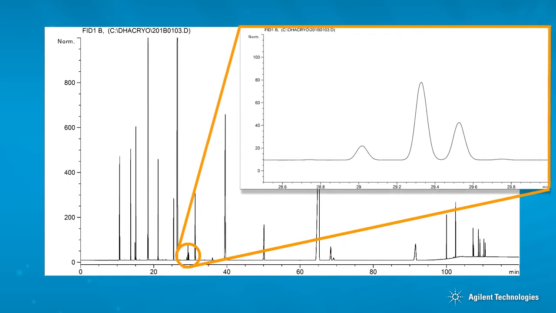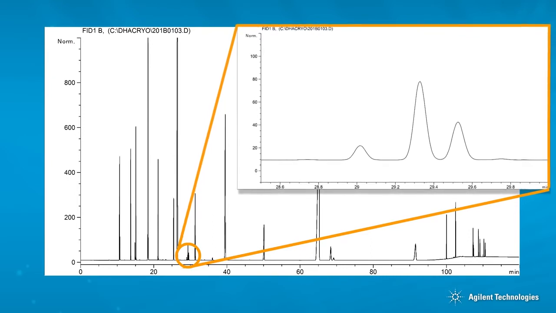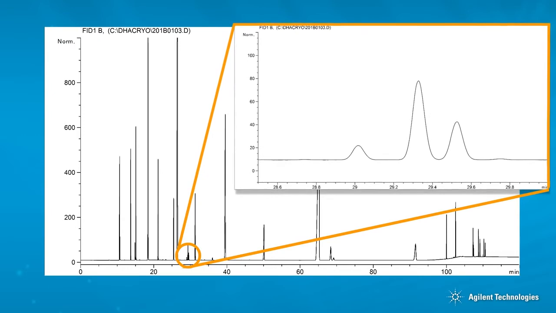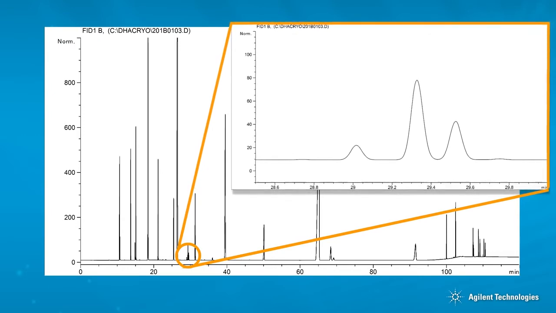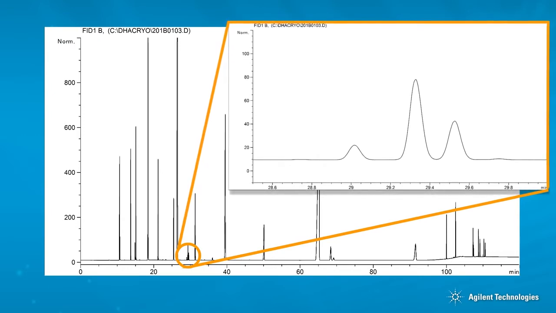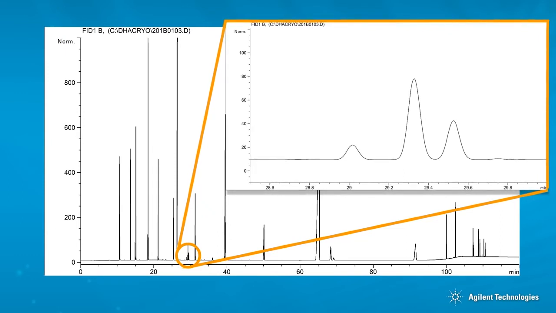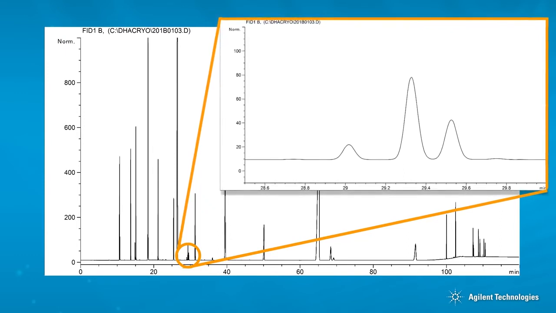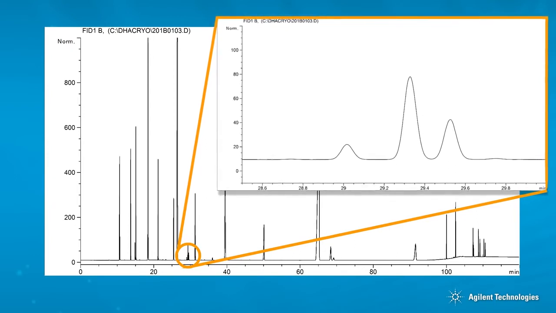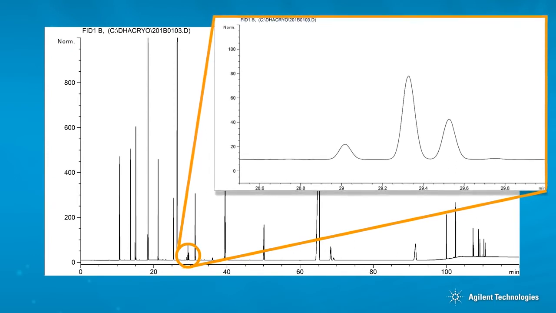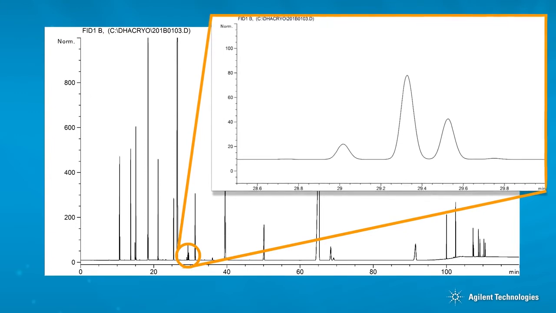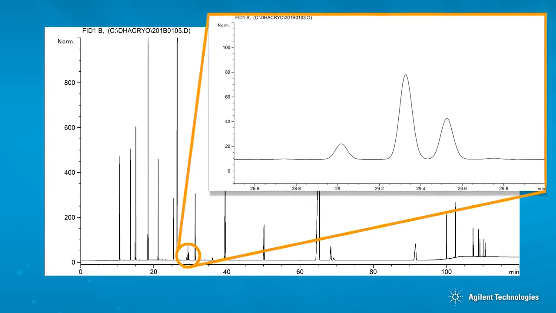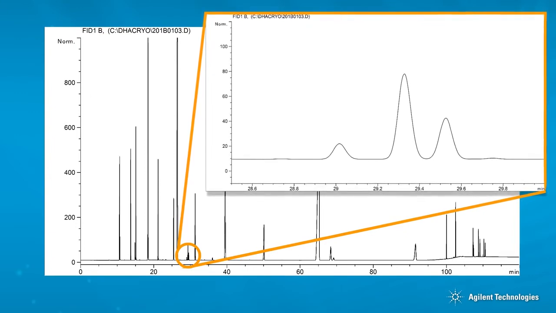One of the separations routinely done in the hydrocarbon processing industry is a detailed hydrocarbon analysis. In order to achieve the desired separation of hydrocarbon isomers, a narrow bore, 100 meter long column is used. Under isothermal conditions, this column can generate almost 500,000 theoretical plates.